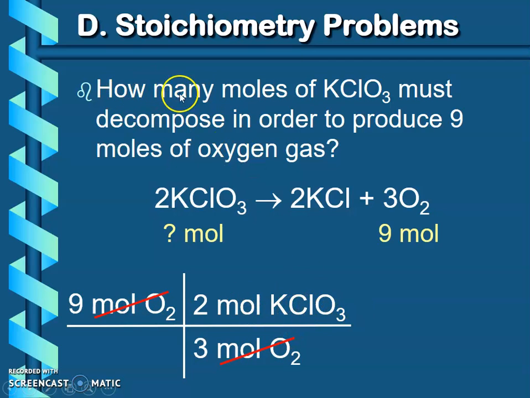What do we want? How many moles of KClO3? So this is as far as we need to go in this particular problem. So multiply across the top, divide by the bottom. 9 times 2 is 18, divided by 3 is 6 moles. And that works out perfectly because I need 1 sig fig, because my one number up here in the problem is a 9 and it's 1 sig fig. 6 moles of KClO3 is my final answer.